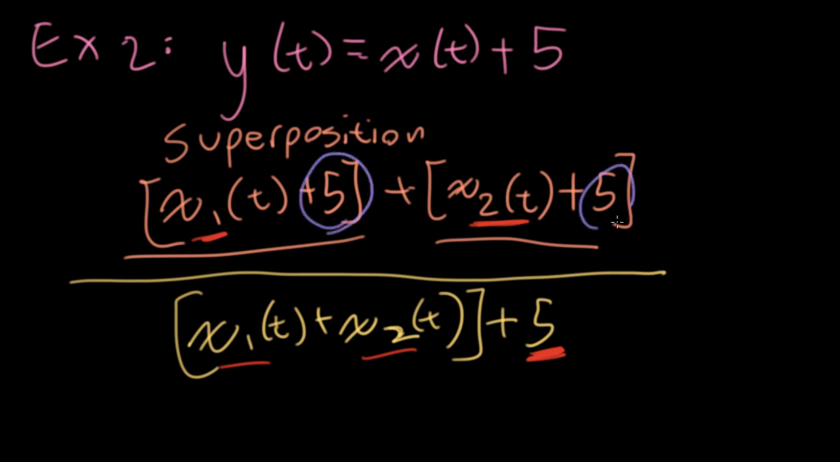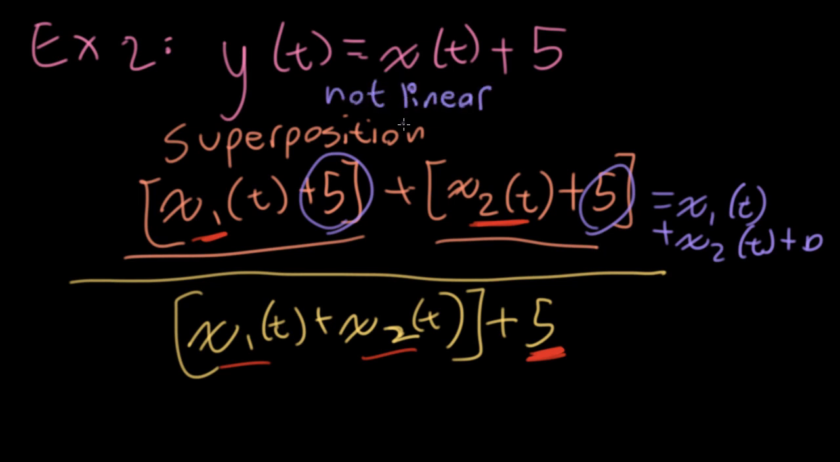This 5 and this 5 add together. So although I'll have the x1 and the x2 I'm expecting, up here I get 10 because this 5 appeared twice. So this is not a linear system from the standpoint of the way we use the word linear to describe a property of a system.